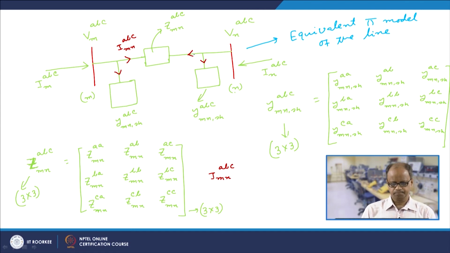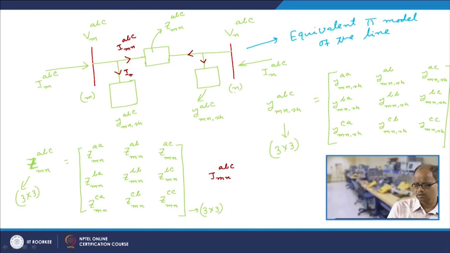So, let us consider again as usual, which we have already shown, a line between bus M and N, in which the bus voltage at bus M is given by Vm ABC and at bus N is Vn ABC, and here Imn ABC, and here let us say Imn shunt ABC. So, now let us try to write down the equation for these two currents.